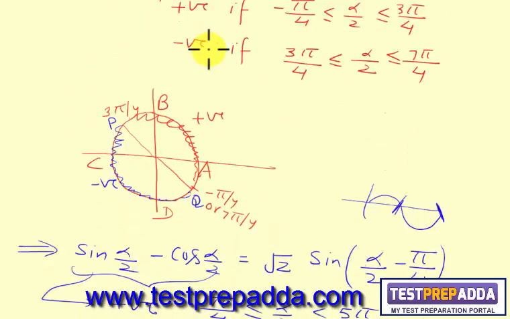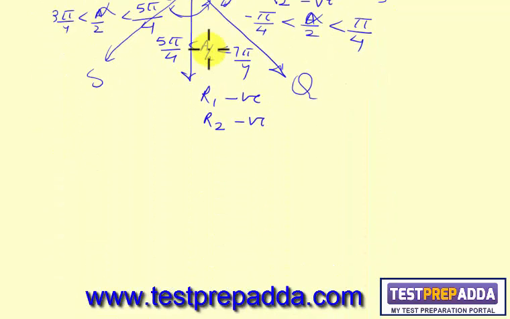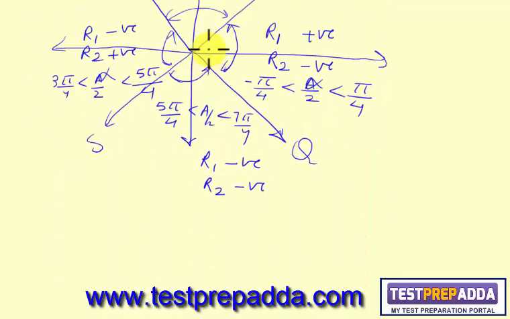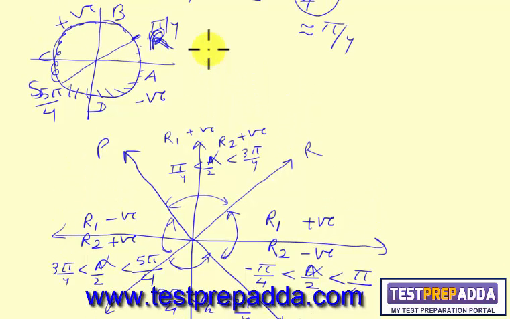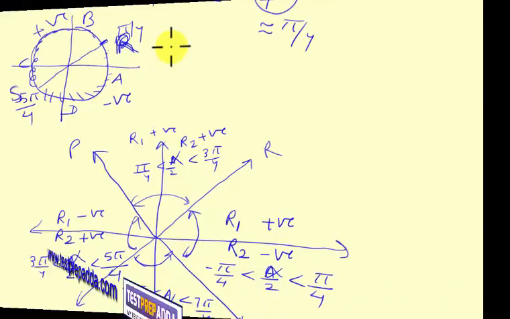Now in this session we discussed many things. We started with the multiple angles and submultiple angles. In the next session, we will try to find the values of trigonometric ratios of some important angles, like 18 degree, like 36 degree. Okay, thank you.